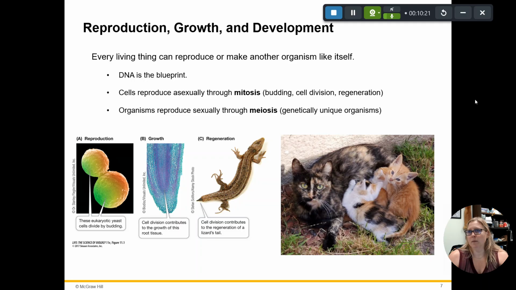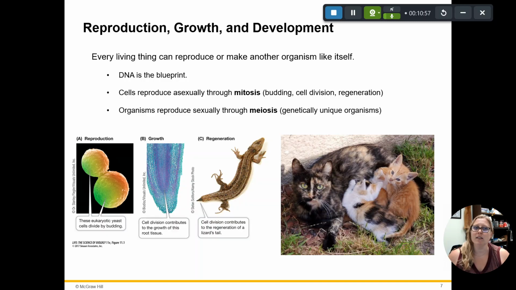Reproduction, growth, and development is the purpose of chapter or unit 3, so chapters 8, 9, and 10 in Bio 110. And this is really, really big because reproduction, growth, and development are a lot of times split into separate things. Even the Amoeba Sisters talk about reproduction and growth and development as different, but really, reproduction is this idea of either cells making copies of themselves, going through asexual reproduction called mitosis, or organisms reproducing through meiosis to make new versions of that living organism.